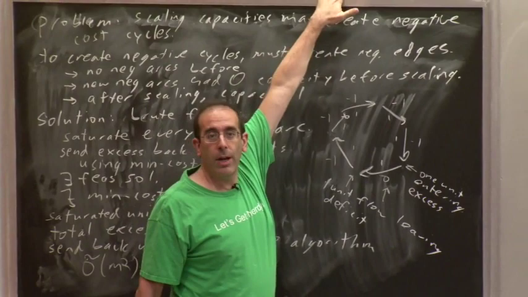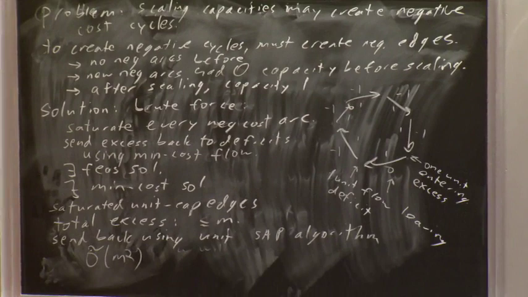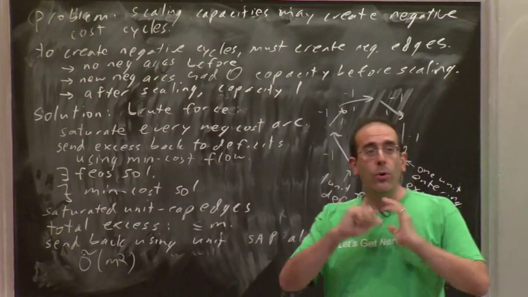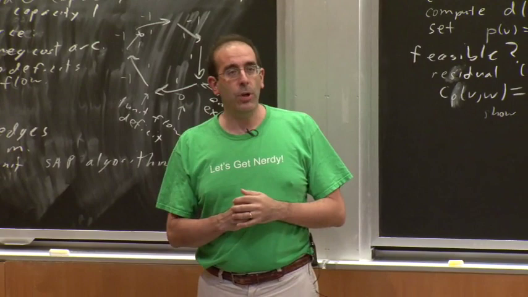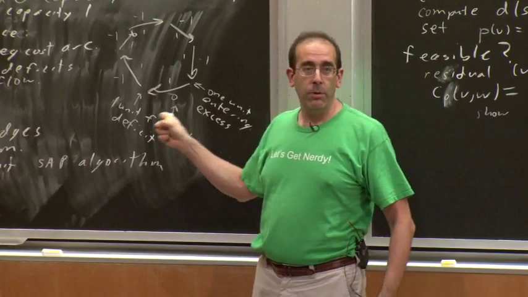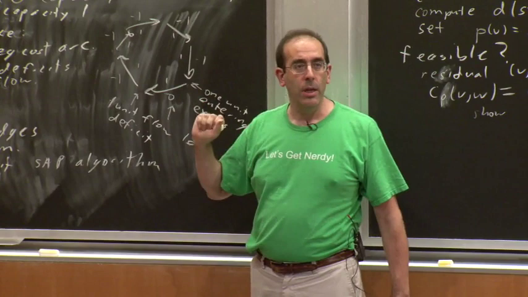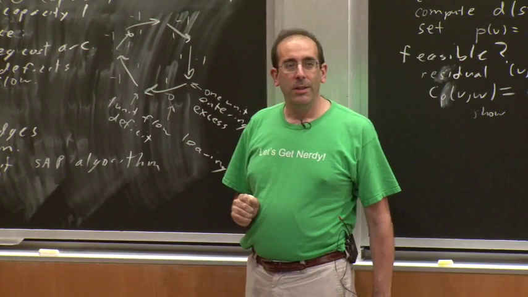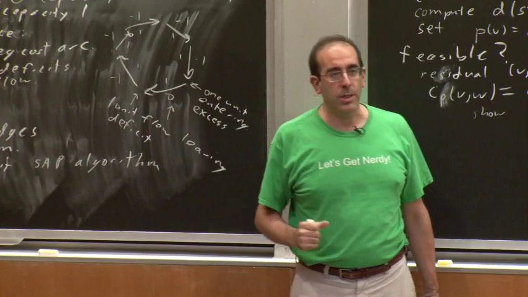Yes? How do we know that there's a flow that sends all the excess back? So I will give you a flow that sends everything back. The flow is you remove all the flow that you just put on. Remember, when we create this flow to saturate the negative cost arcs, it creates residual edges that represent removing the flow that we just put on. So removing the flow that we just put on corresponds to sending flow on those new residual edges. And so if I send flow on the new residual edges, I get rid of all of the flow that I just created.